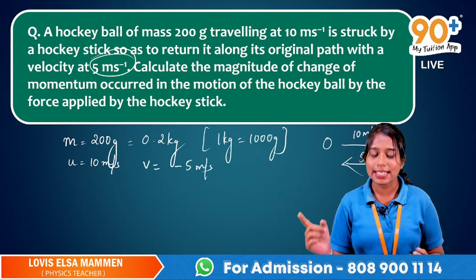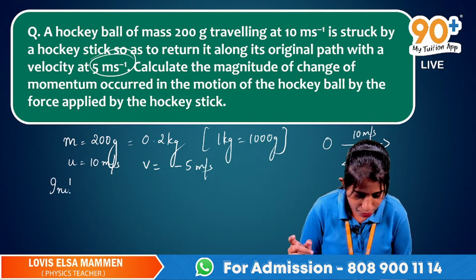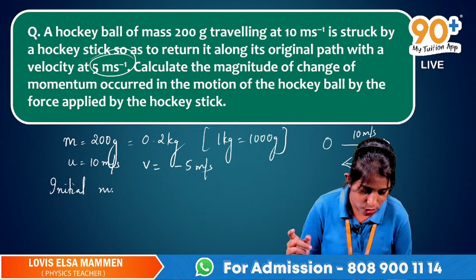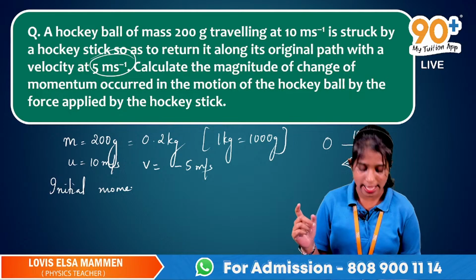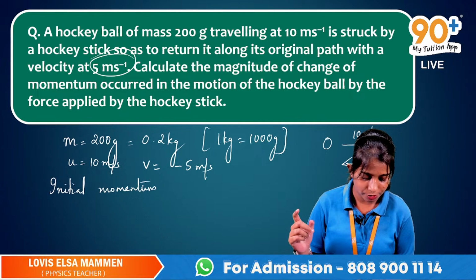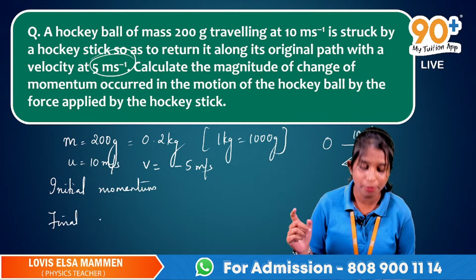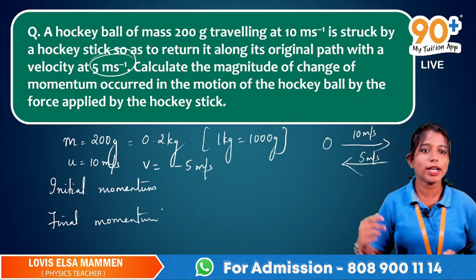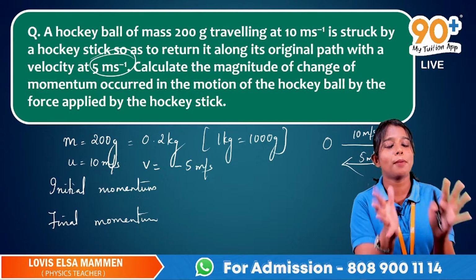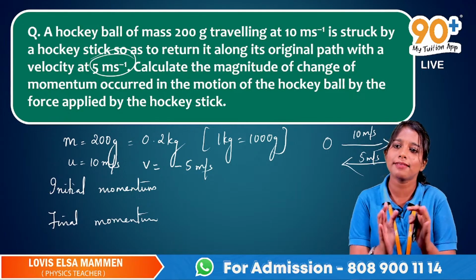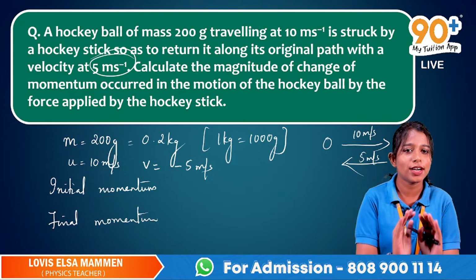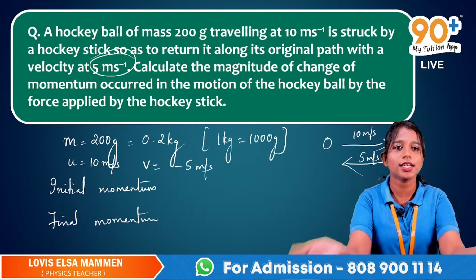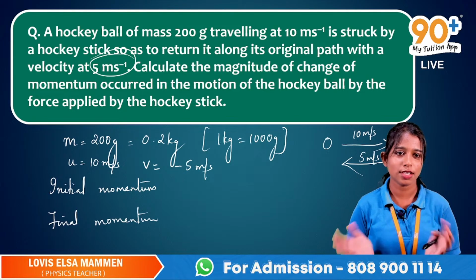So we can say that there is one initial momentum and one final momentum. There are two momenta. So what then is the initial momentum? Normally momentum is mass into velocity. Now tell me, what is the initial momentum? Mass into initial velocity. Yes or no?